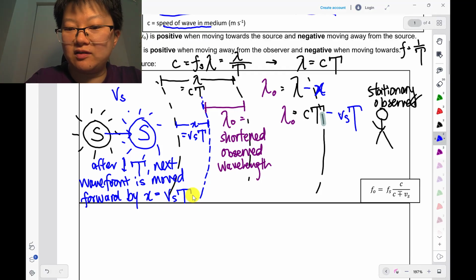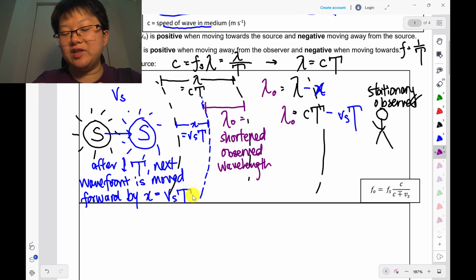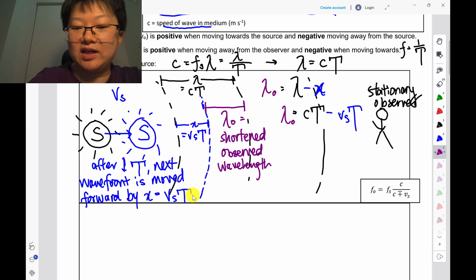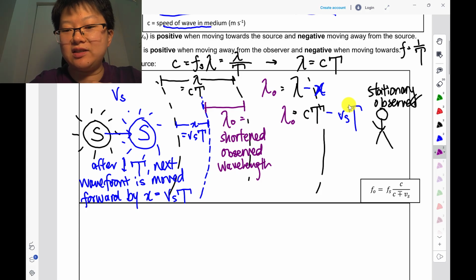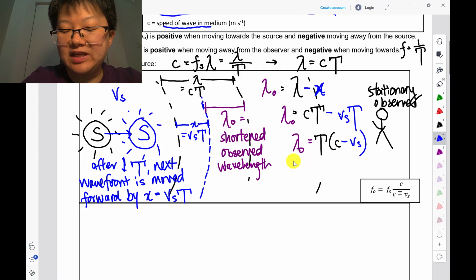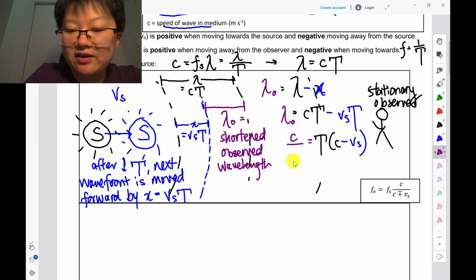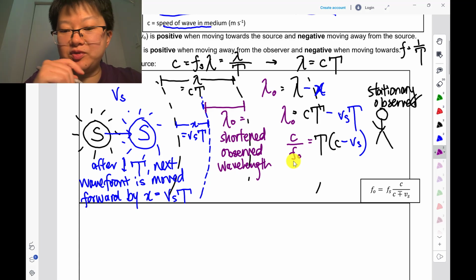Let's get rid of that just to make it clear. Then I'm just doing a bunch of math. First step is to isolate, or factor out, this period. So I get period on the outside, I get C minus VS. In fact, I can even change this V naught to C over frequency. That's going to be the original speed of the wave in the source, divided by F naught, or the observed frequency.